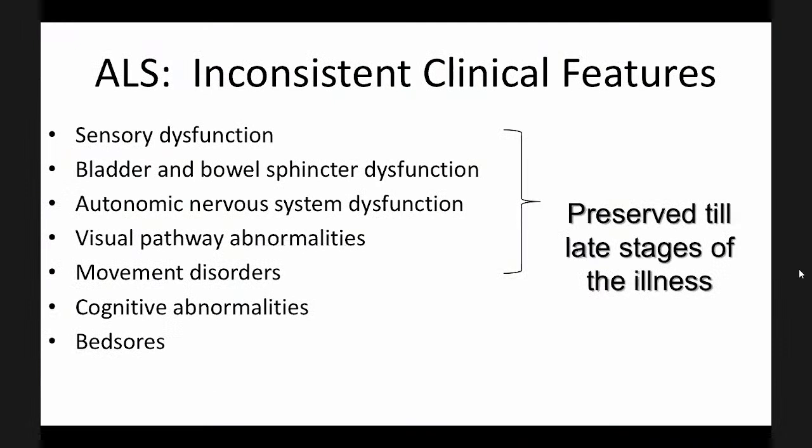If the patient has features like sensory symptoms, bladder and bowel involvement, autonomic nervous system dysfunction, problems with vision, movement disorder, or cognitive anomalies, these are not typical features of ALS. So the patient likely has another diagnosis rather than ALS.